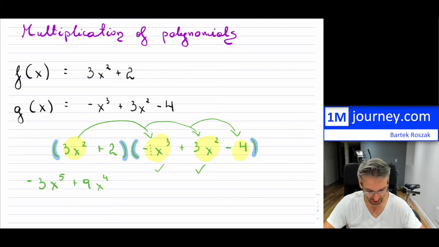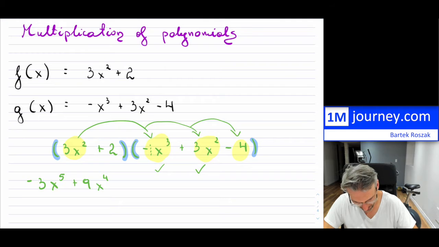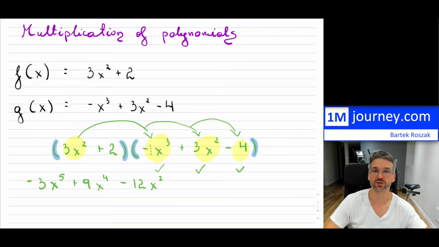And then the last one, which is 3 times the 4, which is 12. Now notice the negative there, so it's going to be -12, and then it's going to be x squared, because the 4 doesn't have any x factors at all. So that's going to be the first thing.